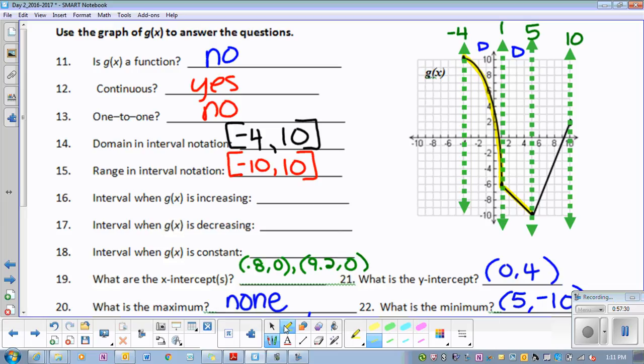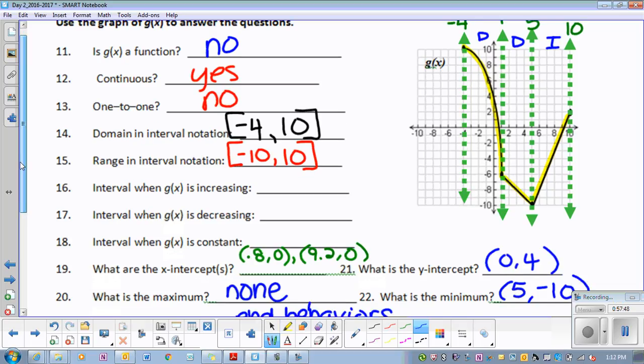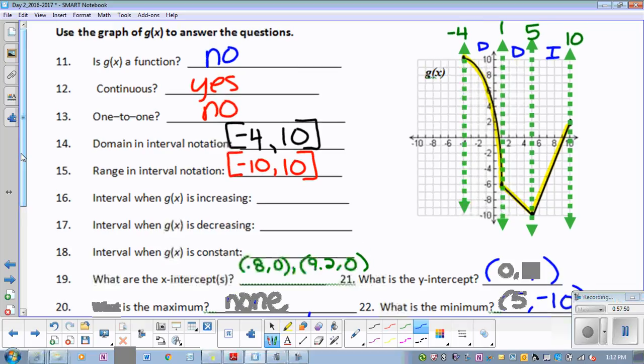And then look at it from 5 to 10. What is this doing? Up. It's increasing. Okay, so for that one, I'm going to put an I. All right, so now I can go back to my intervals and I can fill in this missing information.